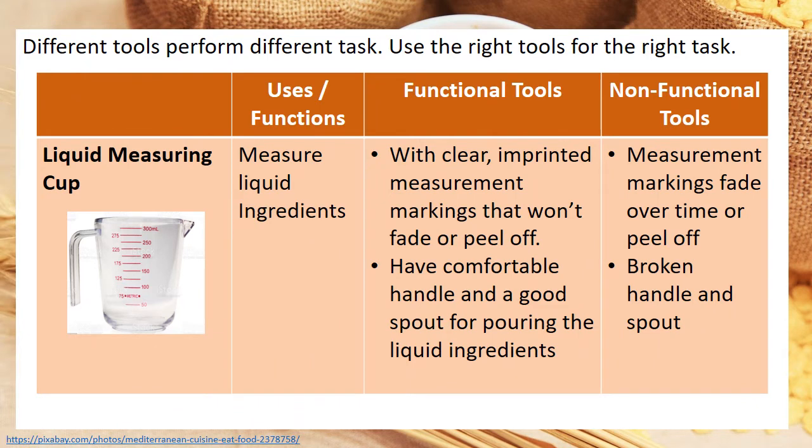Different tools perform different tasks. Use the right tools for the right task. The following are the descriptions for functional and non-functional tools. First is the liquid measuring cup. It is used to measure liquid ingredients. It is functional if it has clear imprinted measurement markings that won't fade or peel off, and has a comfortable handle and a good spout for pouring the liquid ingredients. It is non-functional if the measurement markings fade over time or peel off, and it has a broken handle and spout.